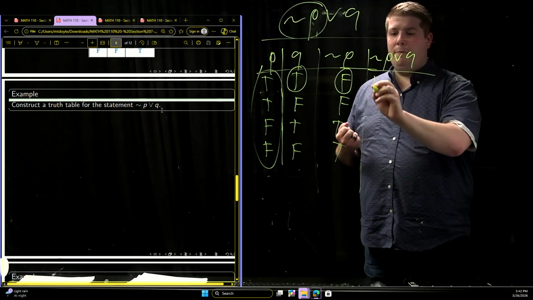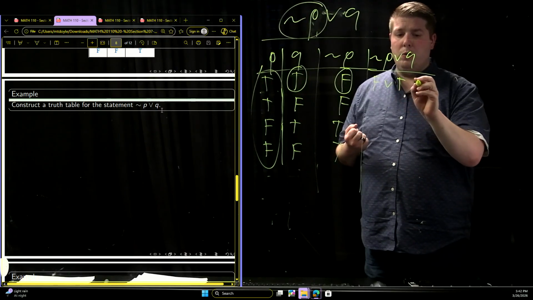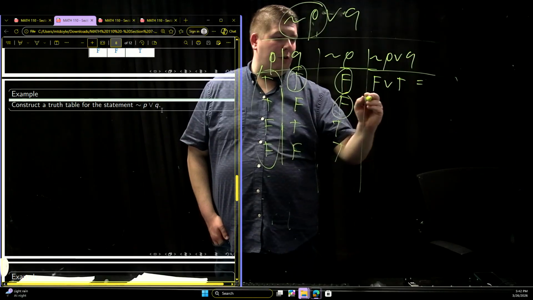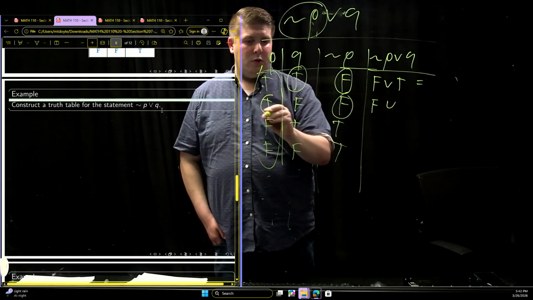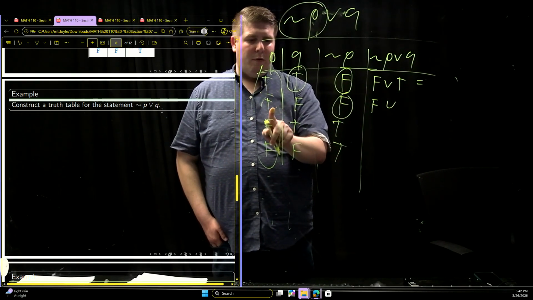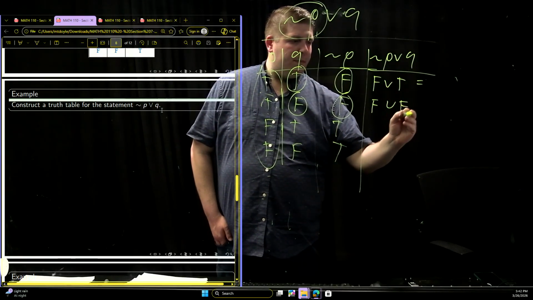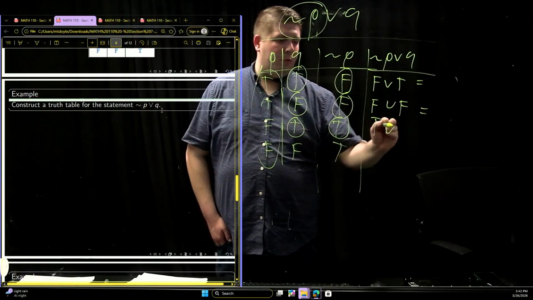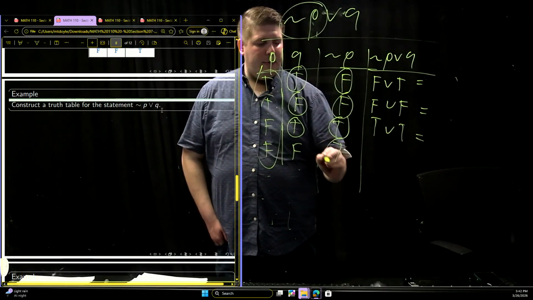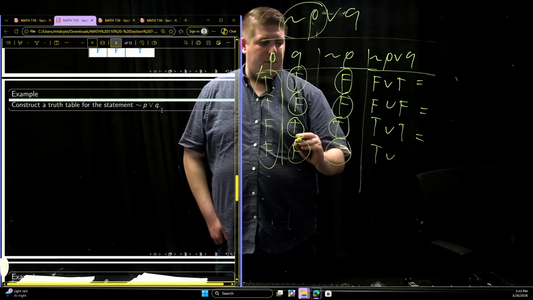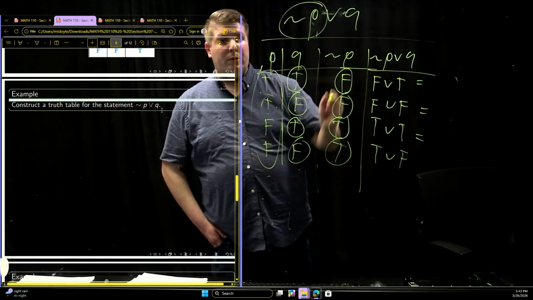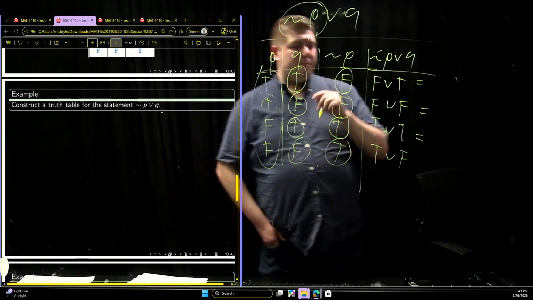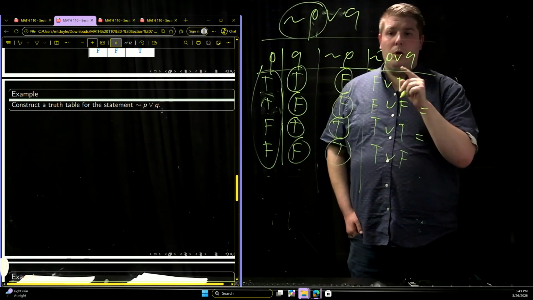So we say false or true, and we see what that equals. Then with this not P, we do false or false and see what that equals. And then we do true or true, and we see what that equals. And then we do true or false. And we did this one first because the not P is first here. And then we do or the Q's. Okay? So, false or true.